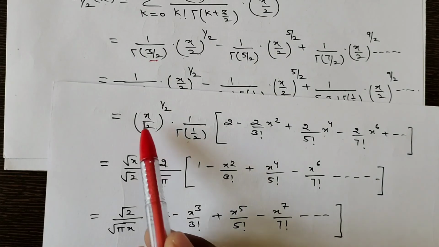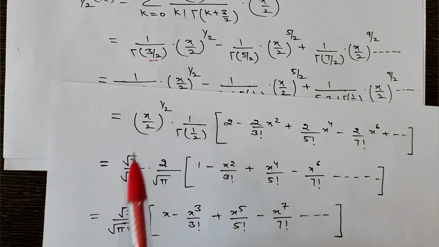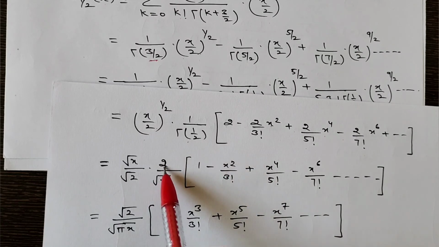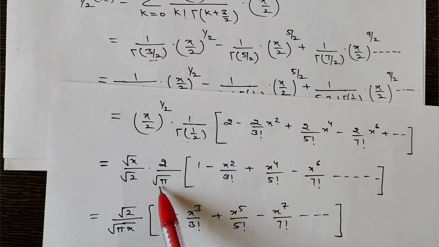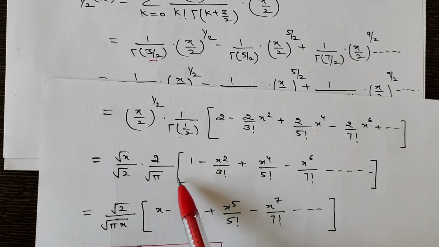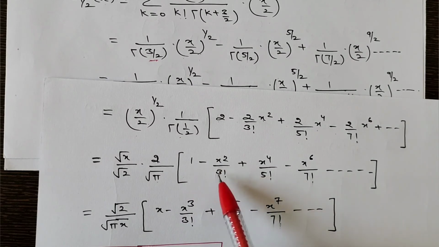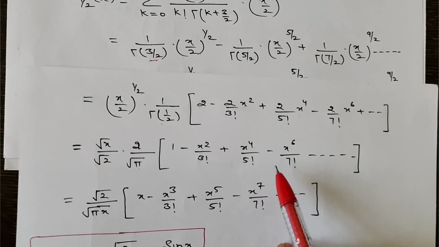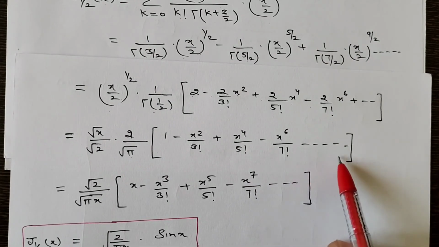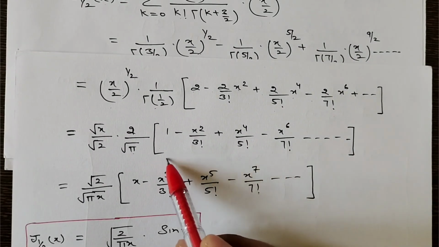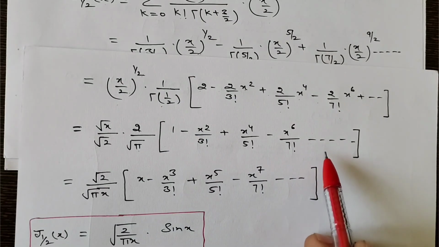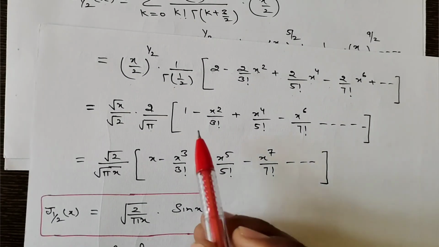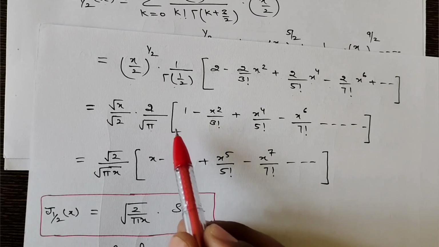So this is x raised to power half, so it can be written as root x over root 2. Taking 2 common, and in the denominator there is root pi. So the remaining term inside the bracket is 1 minus x squared by 3 factorial plus x raised to power 4 by 5 factorial minus x^6 by 7 factorial and so on. And this term inside the bracket can be written in terms of sine functions by making it with the multiple of x.